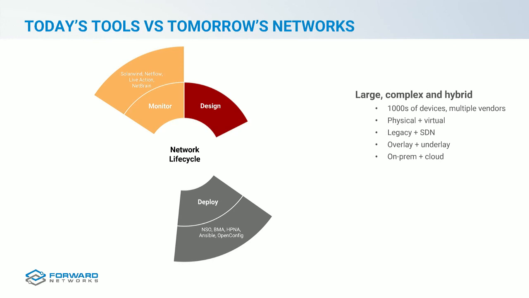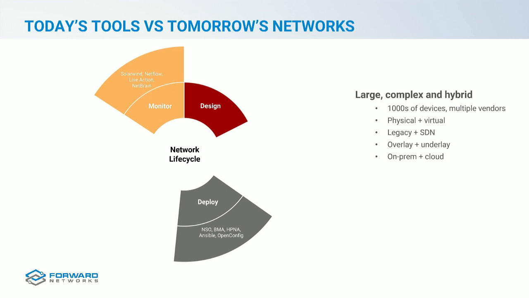If you look at tools available today to run and manage networks, at a high level, we have some tools to design networks. We have tools to deploy configurations in an automated way. And we have tools to monitor live traffic in the network. At Forward, we believe that the tools and capabilities that we have today are fundamentally inadequate to run today's business critical networks that are becoming increasingly large, complex, and hybrid in multiple ways. These enterprise networks typically consist of thousands of devices, switches, routers, load balancers, and firewalls coming from multiple vendors. And they tend to be a combination of physical and virtual, legacy and SDN, overlay and underlay, on-prem and cloud. So it's basically a hybrid of everything.